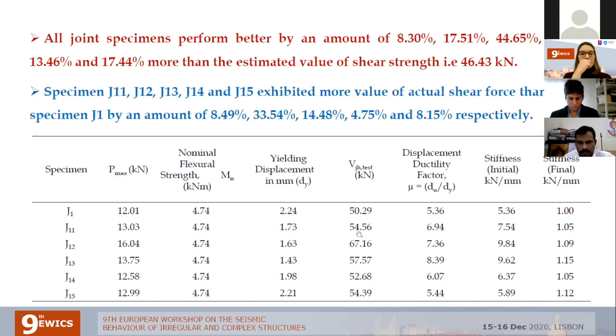So for J1-2, it is more as compared to the control specimen. Also, when we use confinement in the form of stirrups, the strength increases from one stirrup to two stirrups. In the case of ties, when we increase from one tie to two ties, it increases. But when we increase beyond two ties in the joint, it decreases. So that means there is a limitation on joint confinement.